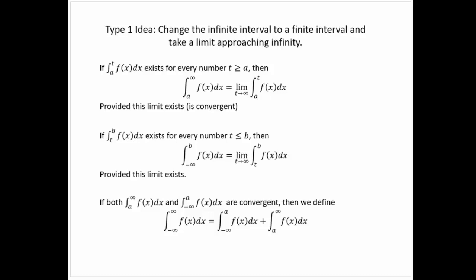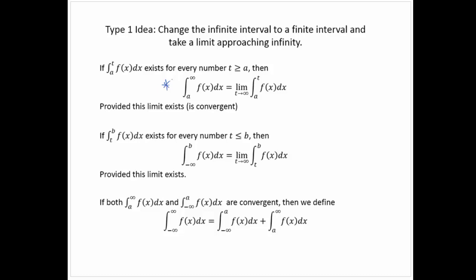If we have a type 1 improper integral, what we do is we change the infinite interval to a finite interval and then take a limit approaching infinity. So the basic idea is, if we have the integral from a to infinity of f of x dx, we rewrite it as the limit with t approaching infinity of the integral from a to t of f of x dx. We evaluate this integral from a to t, and then we apply the limit with t approaching infinity.